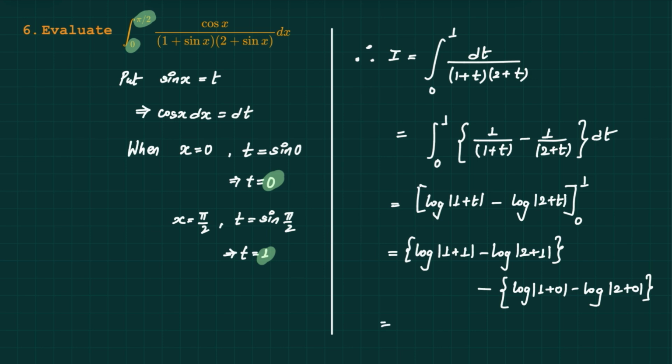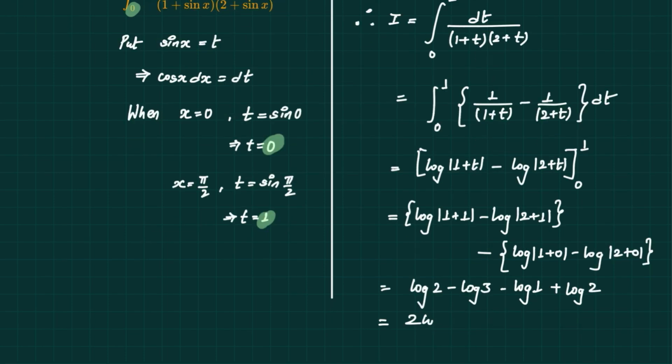So this equals log of 1 plus 1 is 2, minus log of 3, minus log of 1, opening the bracket, minus and minus will be plus log of 2. So here the first term and the last term, that is log of 2 plus log of 2, will be 2 log of 2 minus log of 3, and we know that log of 1 is 0. So that means my answer is 2 log 2 minus log 3.